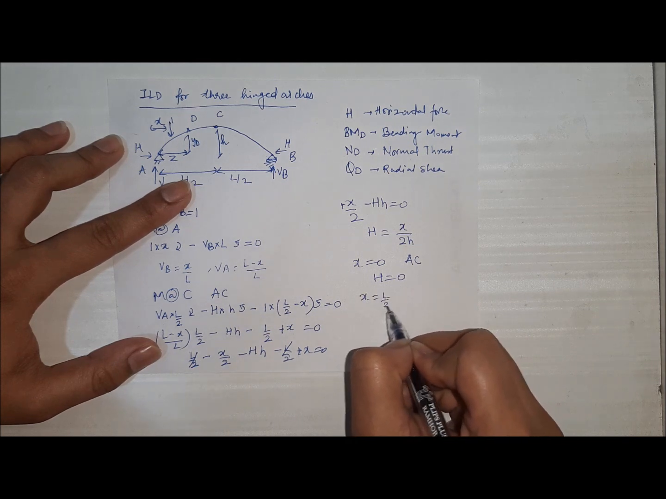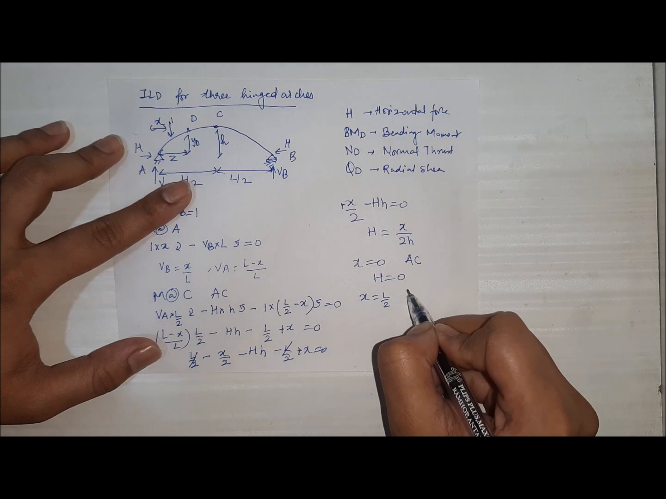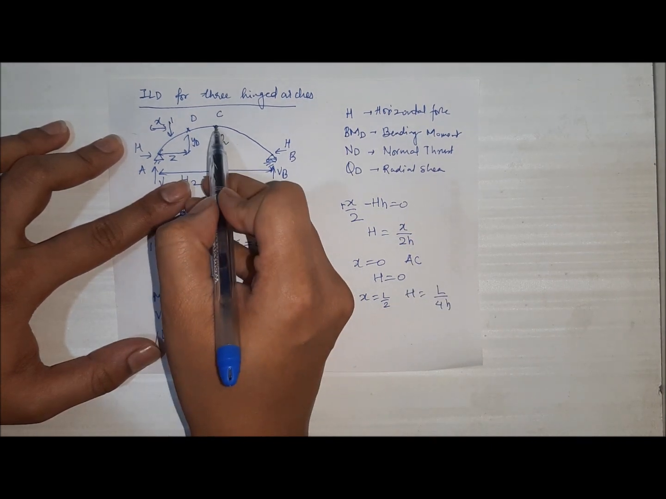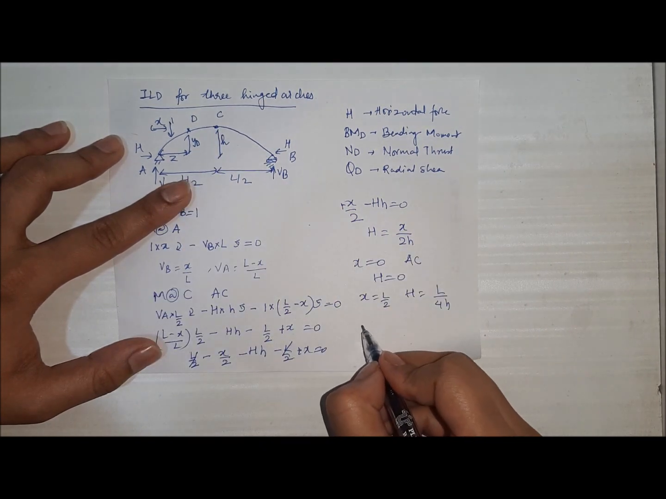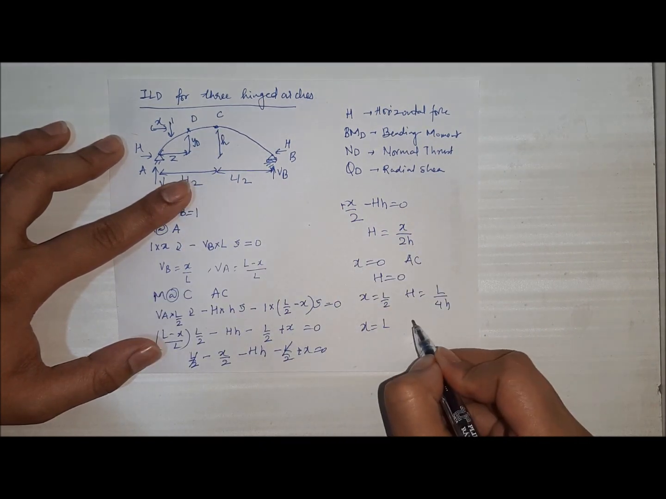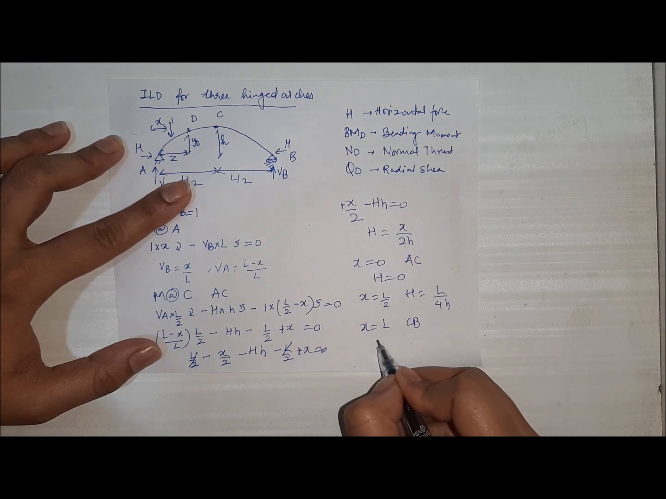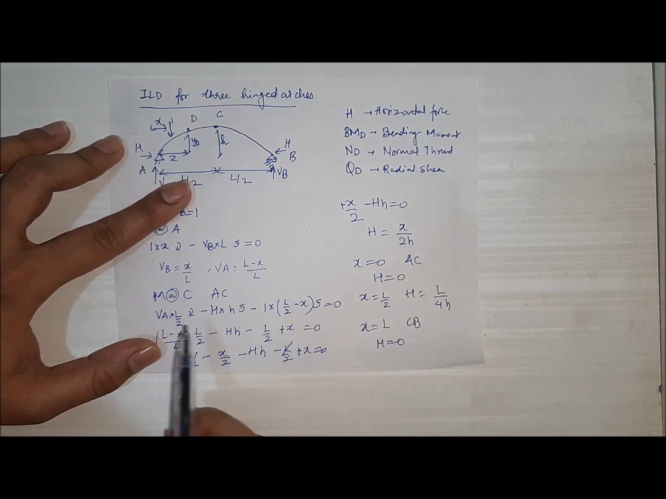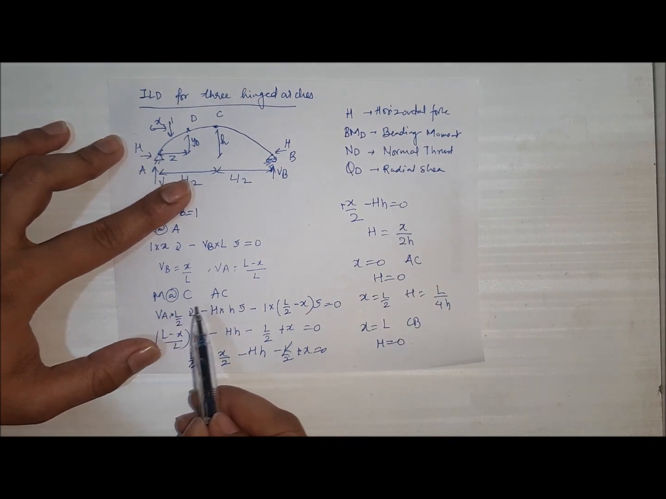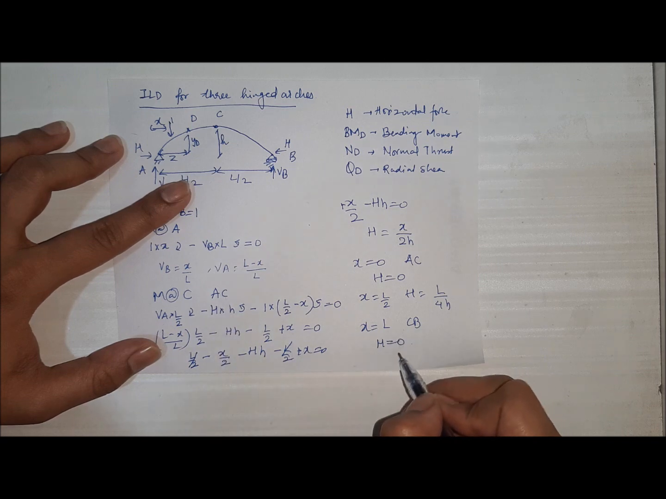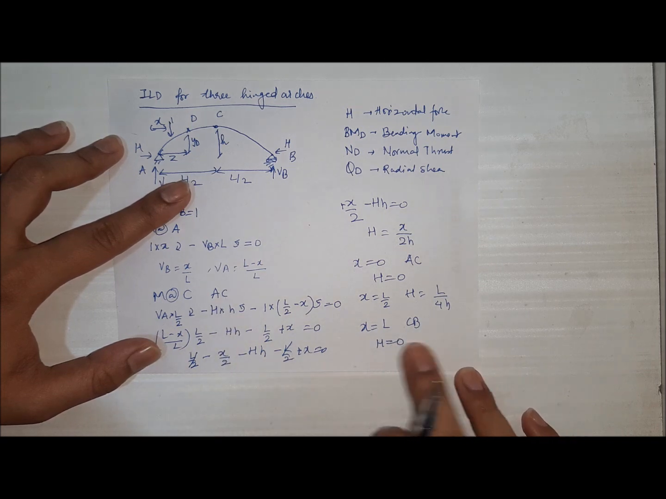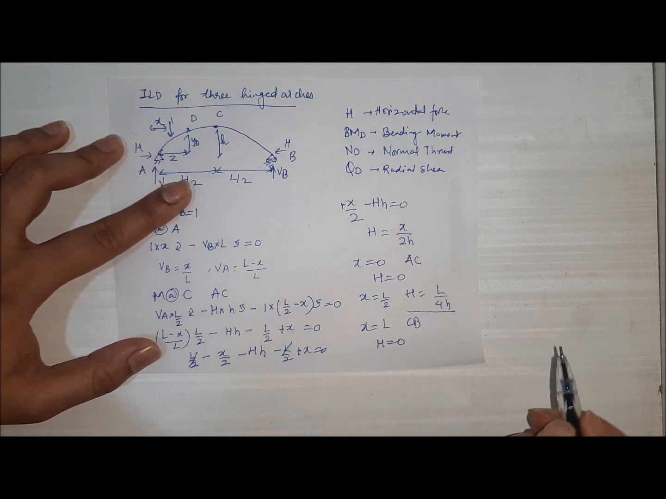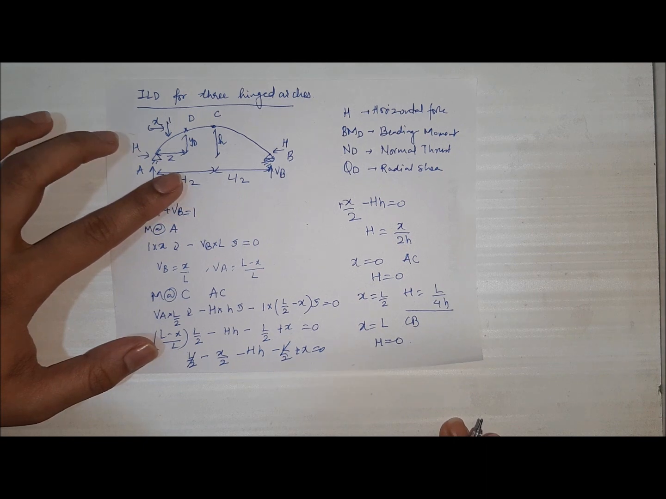Now when x is equal to 0 in the portion AC, H is 0. When x becomes L by 2, we have H as L by 4h. Now when we go to the CB portion, that means x equal to L, again H is equal to 0, because this equation won't be valid. We have to try solving moment at C by taking the CB portion. So from the CB portion we will get H equal to 0 again when x is equal to L, right? So now we have H equal to L by 4h.